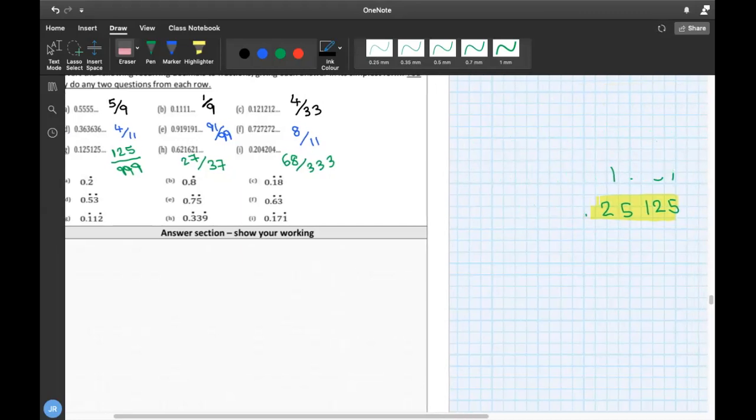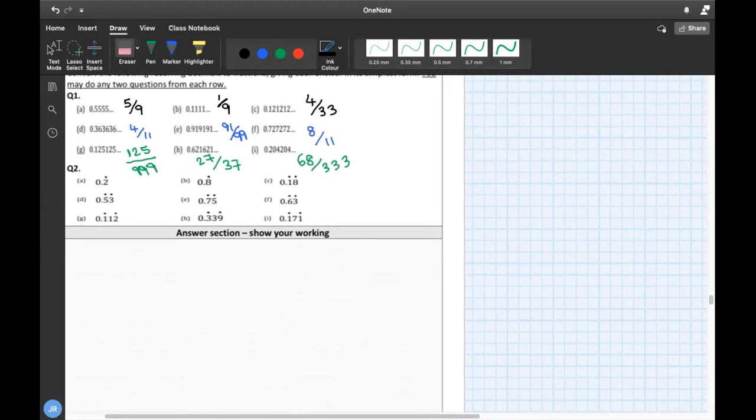Straight away though, 0.2 recurring, if you think back to 0.5 recurring, that was 5/9. 0.1 recurring, that was 1/9. So 0.2 recurring, straight away I know that's just going to be 2/9. Same thing with 0.8. Straight away I know that's going to be 8/9 because it's just 0.8 recurring. 0.18 recurring. Why don't you try and predict what that's going to be before simplifying it? Let's do that one in full.